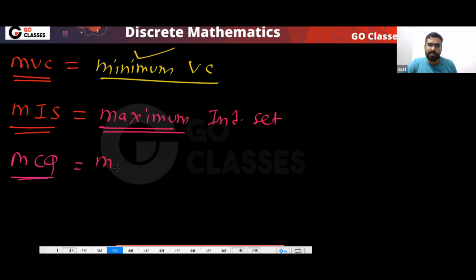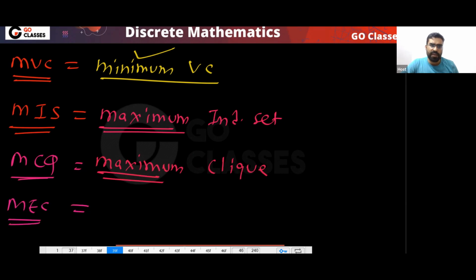This means maximum clique. Okay, this means maximum clique. And tell me, if I write MEC, then what will it mean? Minimum or maximum?